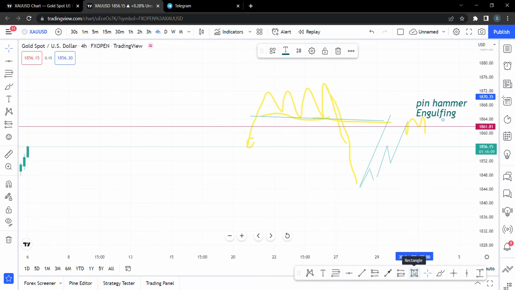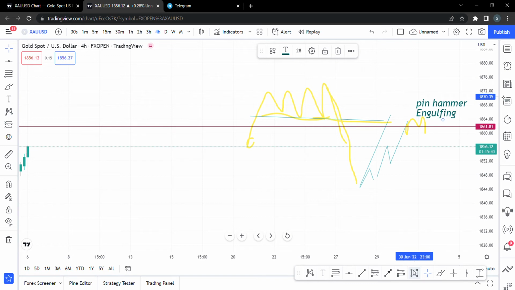Now, in this kind of situation, what you are trying to do is sell, right? When price is at resistance, you will need to see a bearish pin hammer on the higher time frame. Now, what does that mean? Let's say I'm analyzing this market on the 15-minute time frame. I need to see on the third push a bearish pin hammer or an engulfing candlestick.